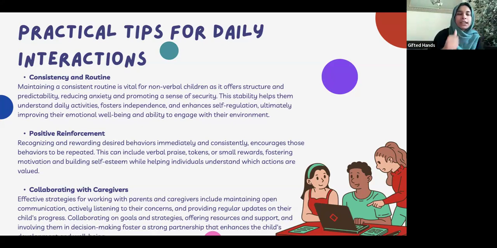So he goes home, he'll tell his mom. His mom will ask, did you get a star today? He'll say no. His mom will ask, why didn't you get a star today? I was not listening to Mahdiya ma'am. So he has understood, okay, if I do something wrong, if I don't listen, I don't get my star.